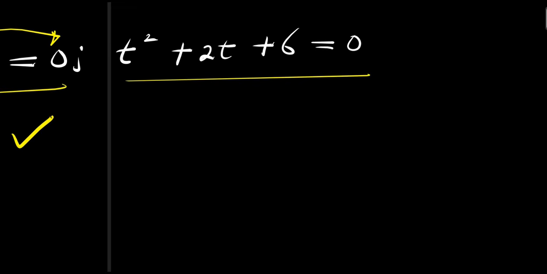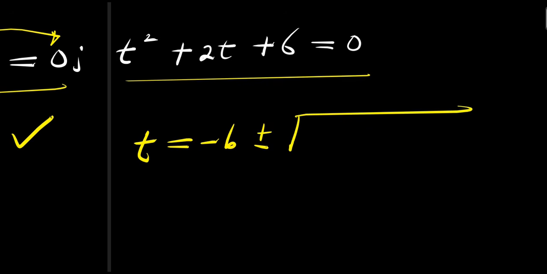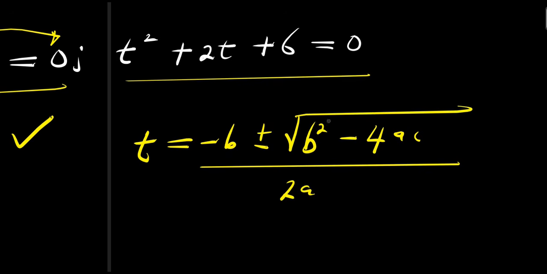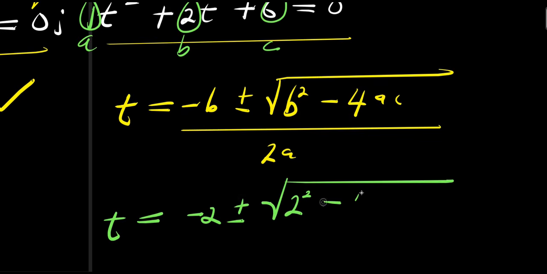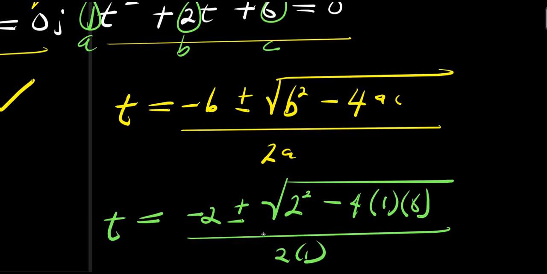We solve using the formula. It is not factorizable. So write the formula: t equals minus b plus or minus square root of b squared minus 4ac, divided by 2a. So what is your a, b, and c? The coefficient of t squared here is your a, that is 1 in this case. 2 is my b, and 6 is my c. I will have my t equals negative b, that is negative 2, plus or minus square root of b squared, to power 2, minus 4 times a, 1, times c, that is 6, divided by 2 times 1, that is 2 times a.